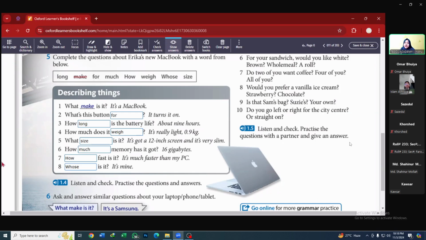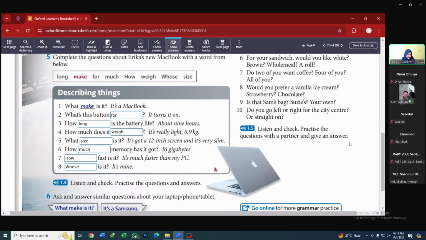Now, what I would like Mr. Shahinur to do is ask these questions to Miss Ima. Okay, Miss Ima is not here. Mr. Shahinur, ask these questions to Mr. Khurshid. Questions 5 to 8, okay? Okay, start.